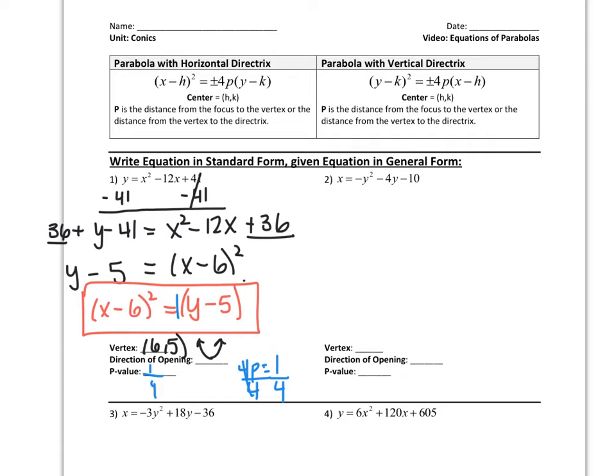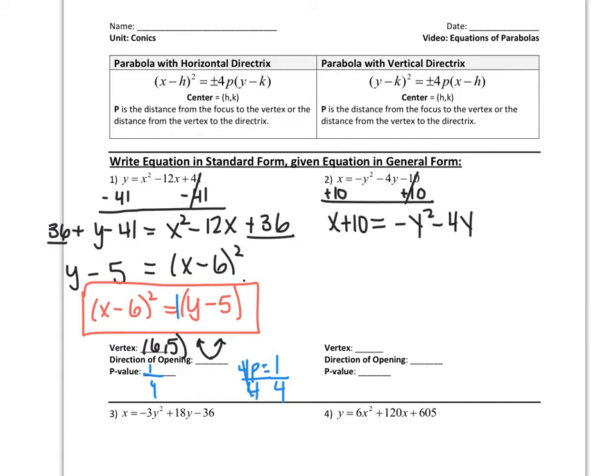All right, let's see if we can try example number 2. So now in example number 2, the y is squared. That is a hint that we have a parabola with a vertical directrix. So now let's complete the square, but now with the y's. The first step is still the same. We're still going to move over the constant, the 10. So we have x + 10 = -y^2 - 4y.